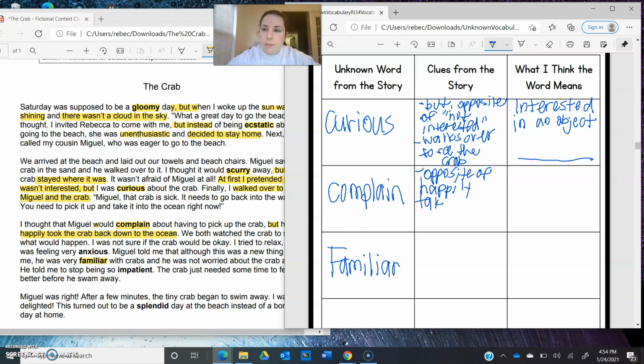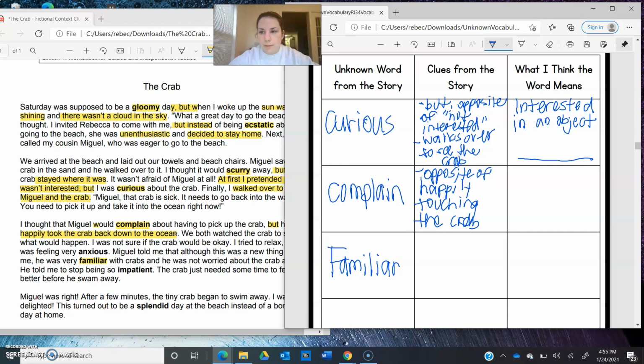taking, well, really what they're doing is touching. That's what she thought he wouldn't want to do, is to hold the crab. So I'm going to change mine to opposite of happily touching the crab. Okay, so she's thinking because right in the paragraph where she says you need to pick it up and take it to the ocean right now, I thought Miguel would complain about having to pick up the crab, but he happily took it down to the ocean. So if what he did was happily take it back down to the ocean, then the opposite must be that he wouldn't want to do that.